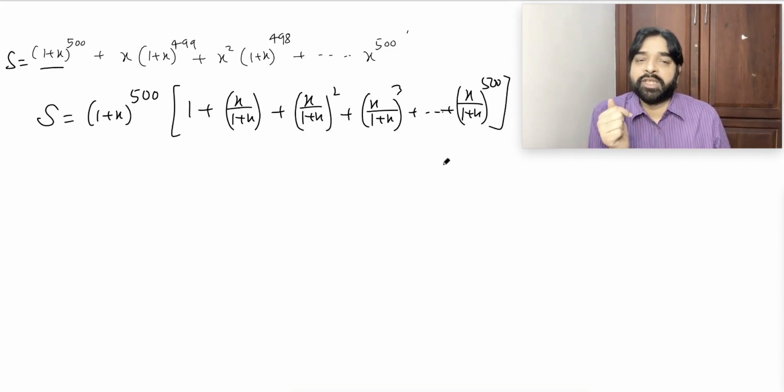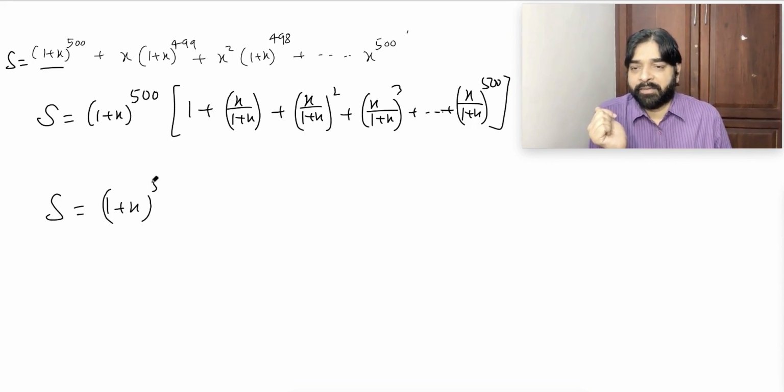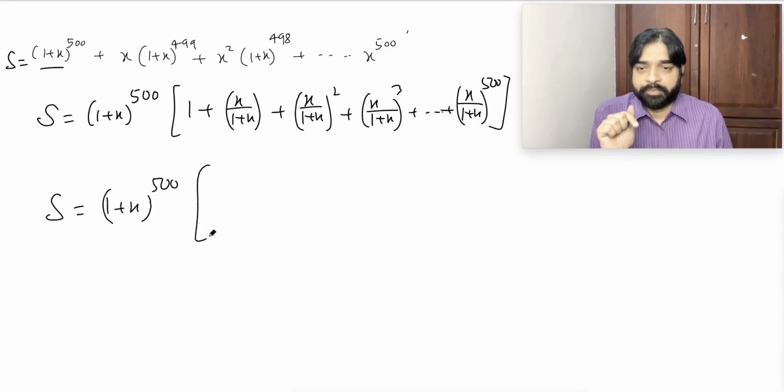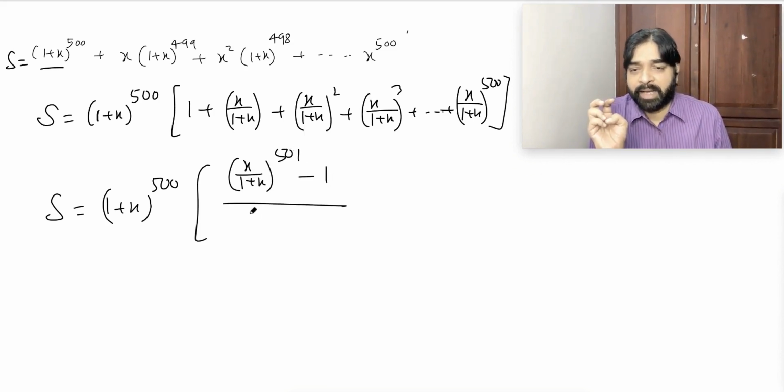Yes. Now this is the GP. So I will say S equal to 1 plus x power 500 into the common ratio of this GP, which is x by 1 plus x. So I will say r power n plus 1 means x by 1 plus x power 501 minus 1, divided by x by 1 plus x minus 1.